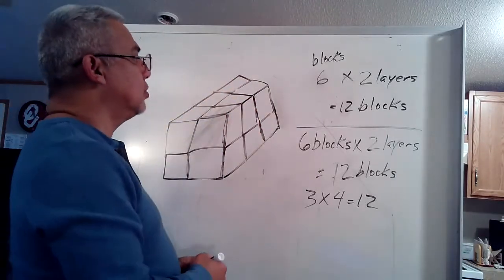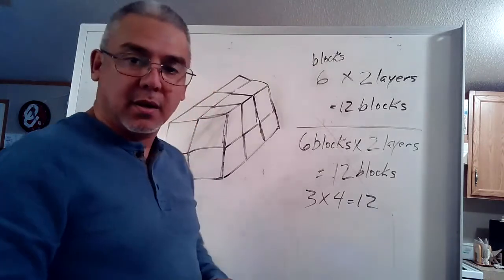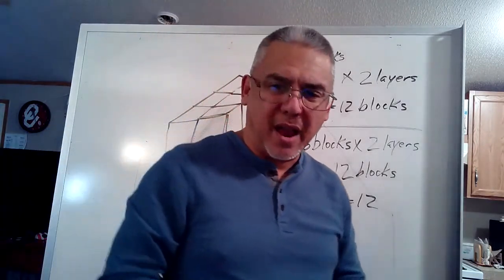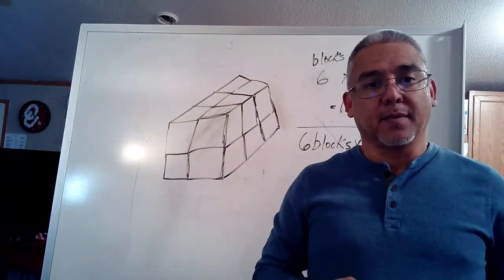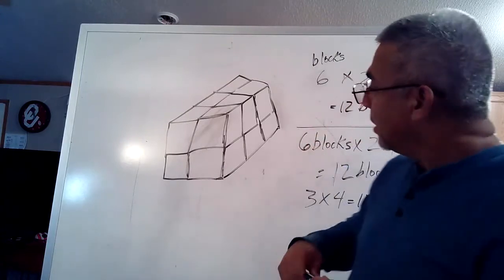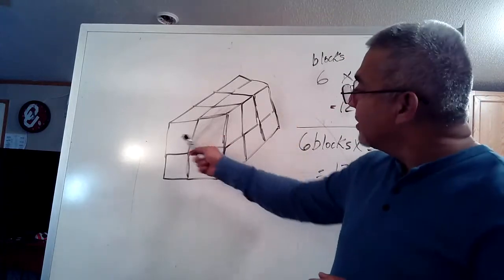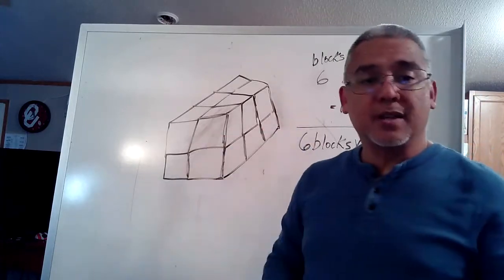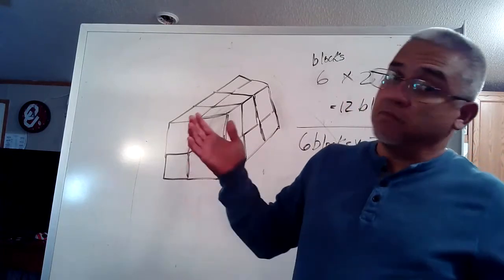So, can you do that? Yes, you can. It just depends on your mind. How do you see things? Because not everybody sees things the same. But most of you should see this is layer 1, 6 blocks. This is layer 2, 6 blocks. 6 and 6 is 12. That's all I got.